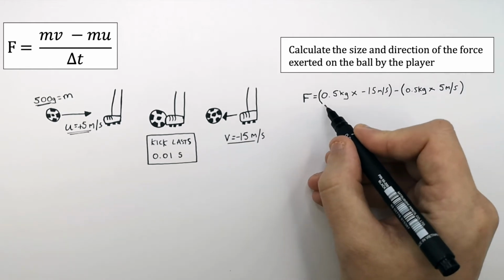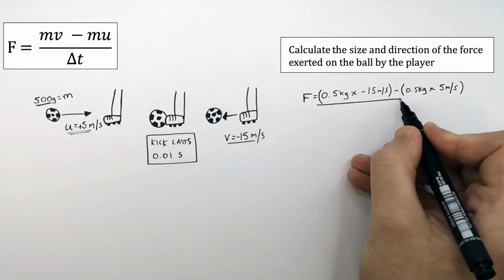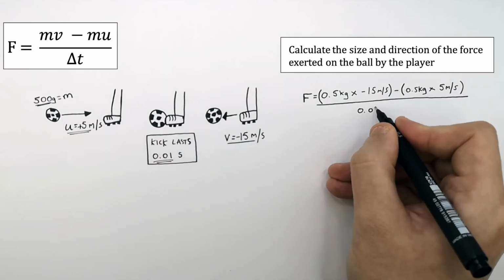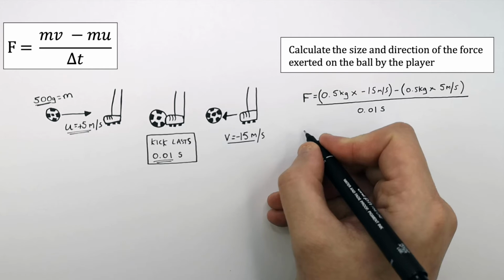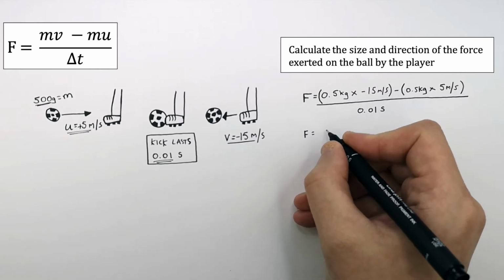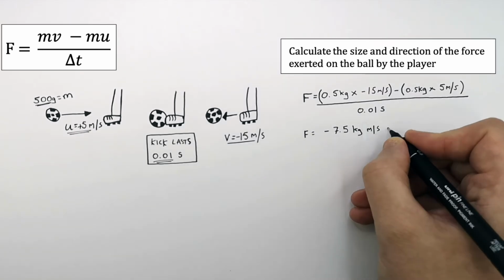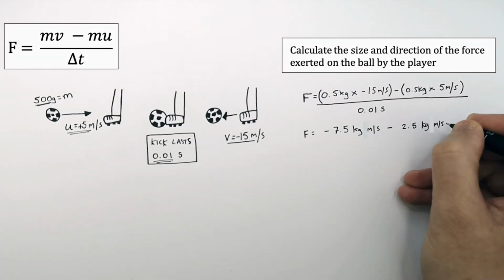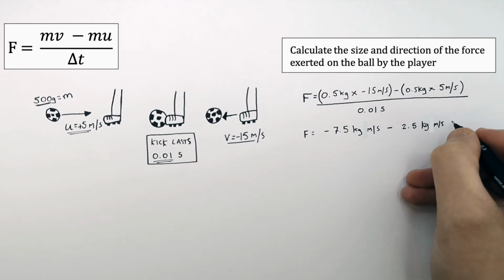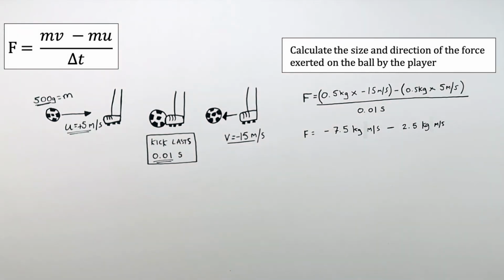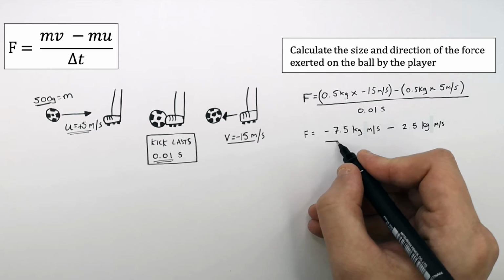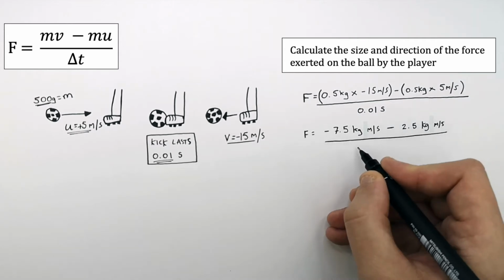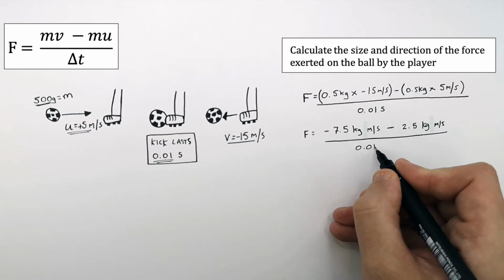And you divide this by the time the ball was in contact with the foot while the force was being exerted. That's 0.01 seconds. We can simplify this equation by writing it as F equals minus 7.5 kilogram meters per second, which is the object's final momentum, minus the initial momentum, which is 2.5 kilogram meters per second. And we divide the change in momentum by the time the ball was in contact with the foot. So that's the time that the force is being exerted on the object, which is 0.01 seconds.